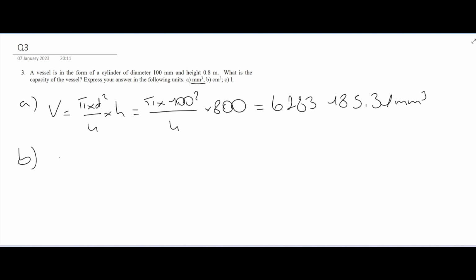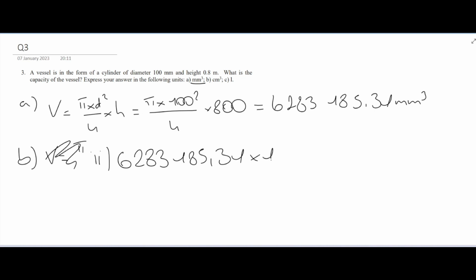Now for part B, we'll have to change both of the units, or you use the previous way. So actually let's use the previous way, let's use the second method. So it's going to be equal to 6283185.31 multiplied by 10 power minus 3, which is the same as 6283.18 centimeters cubed.